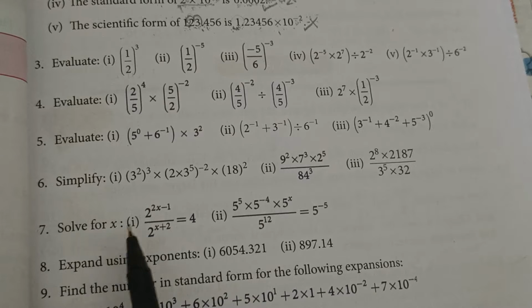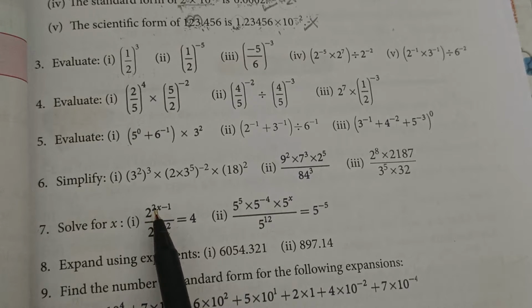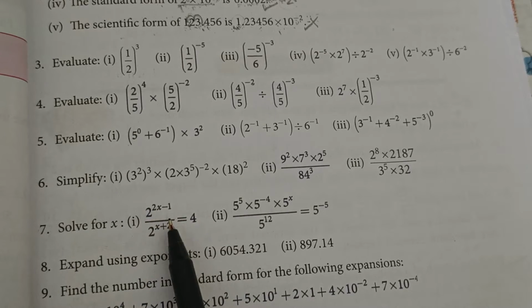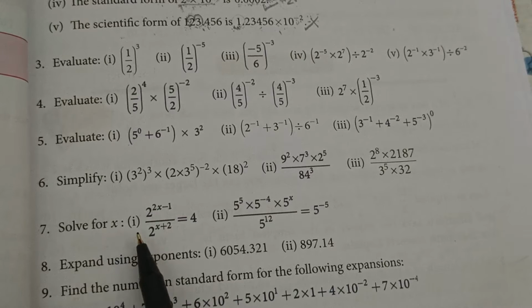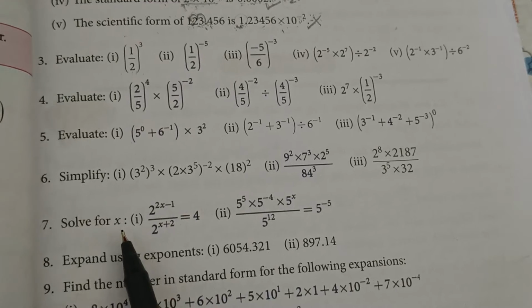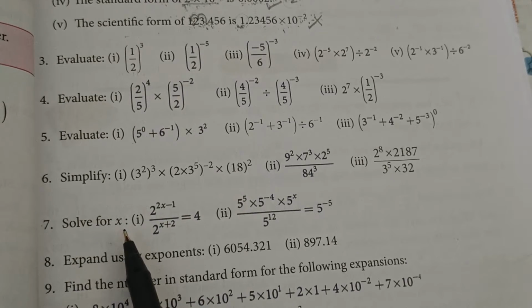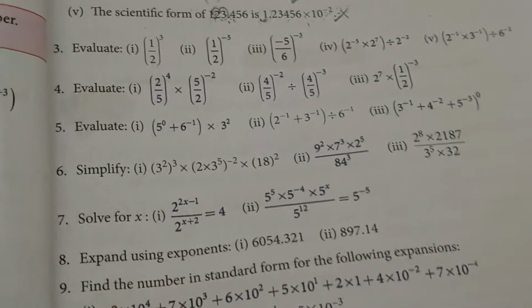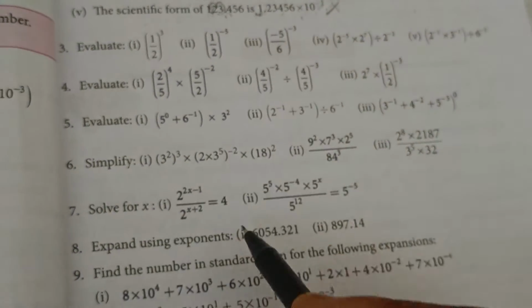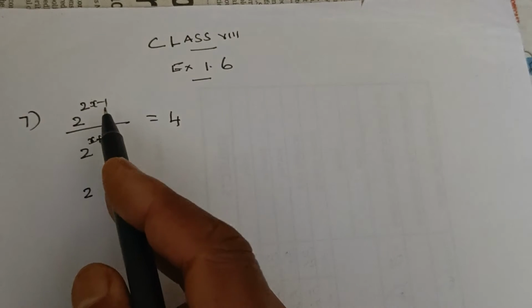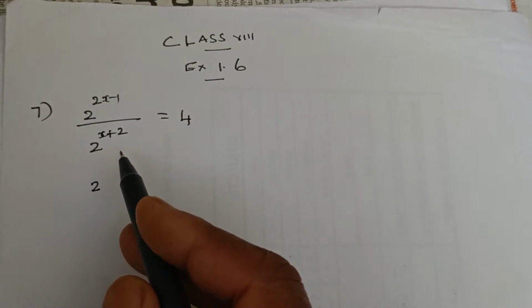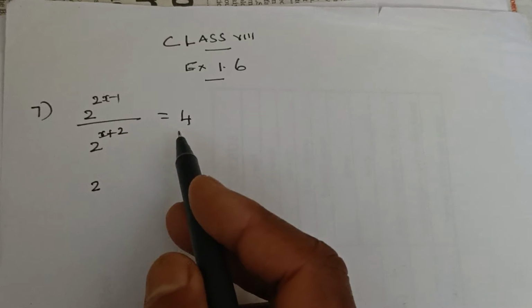Solve for x. First one is 2 to the power 2x minus 1 divided by 2 power x plus 2 is equal to 4. Solve for x. What does it mean? We have to find the value of x. Solving means finding the value of the unknown. We have to solve and get the value of x from this equation. So let us write the question. It is 2 power 2x minus 1 divided by 2 power x plus 2 is equal to 4.